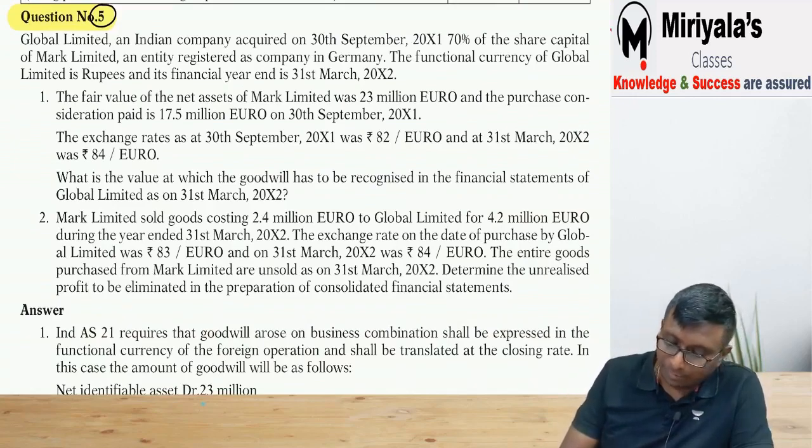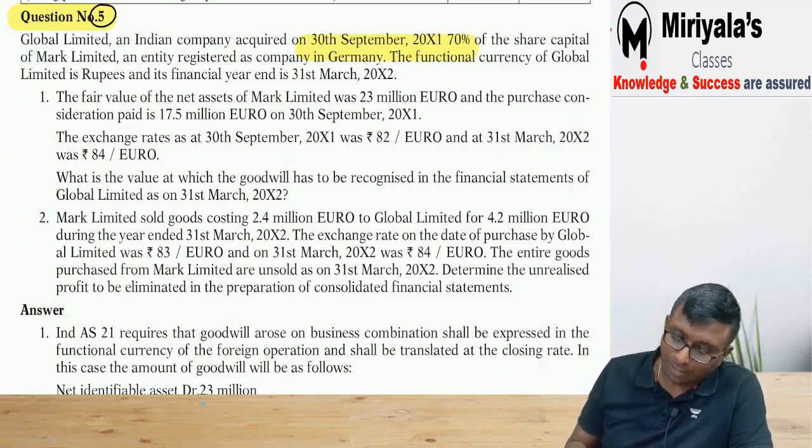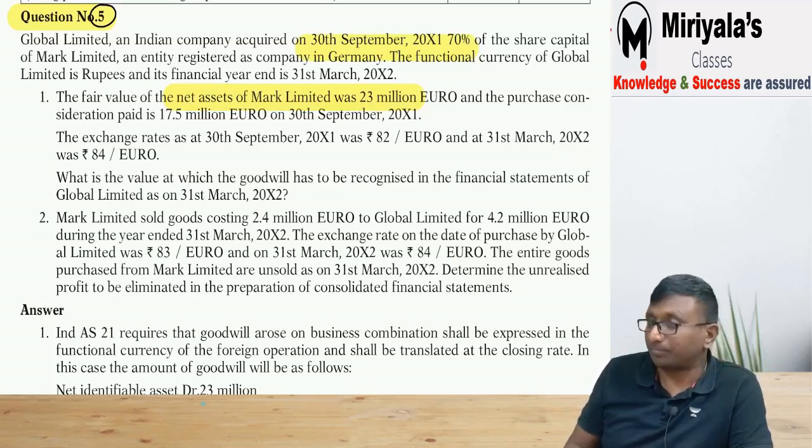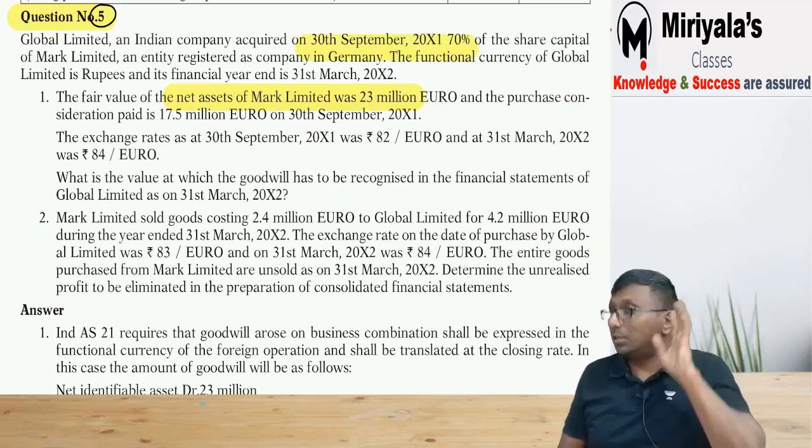Global Limited is an Indian company that acquired, on 30th September 2021, 70% of the share capital of Mark Limited, an entity registered as a company in Germany. So Global, an Indian company, purchased the German company. The functional currency of Global is the rupee. The fair value of the net assets of Mark Limited is equal to 23 million. Which day is this? That day.